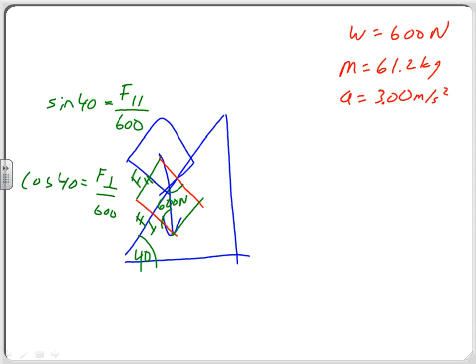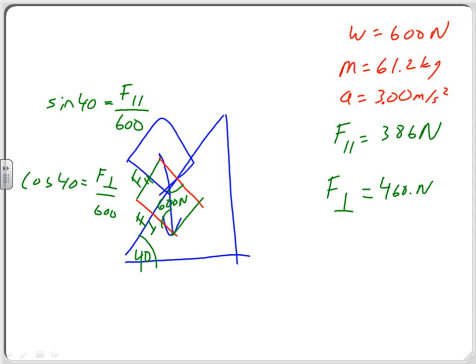So if we do the math on that, sine of 40 times 600, we get a parallel component of 386 newtons. And if we do the math on the perpendicular one, cosine of 40 times 600, we end up with 460 newtons for that. That's our answer to the first question.